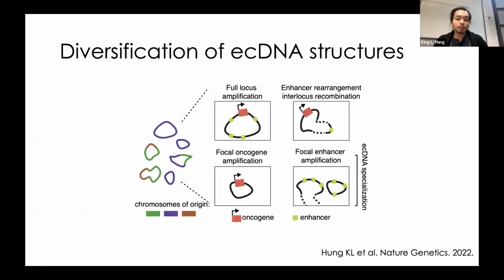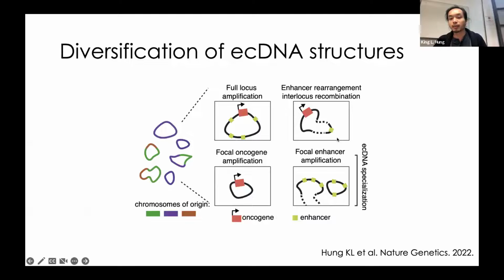So, just summarizing all of the findings we saw in this work with reconstructing ecDNAs, we found numerous examples of multiple heterogeneous ecDNA species, where in some of them, a full locus from the original oncogene locus can be amplified, containing both the gene sequence and non-coding regulatory elements like enhancers.